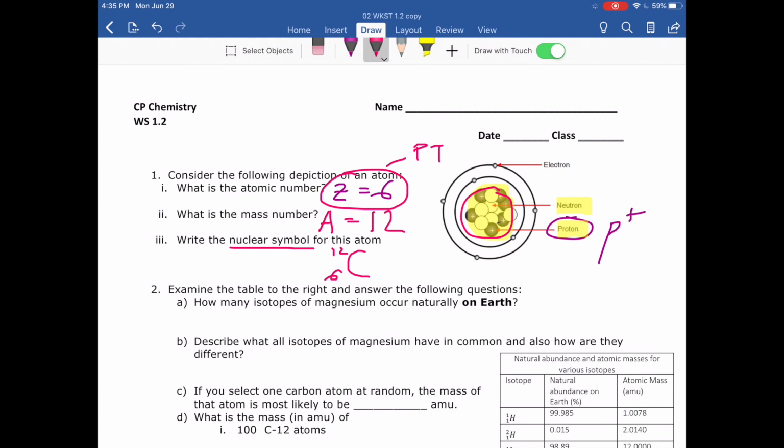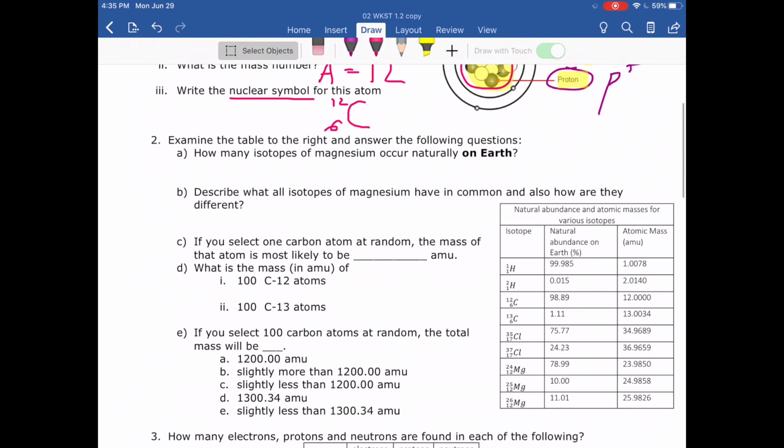Next problem. Examine the table to the right and answer the following questions. So I'm going to scroll up. How many isotopes of magnesium occur naturally on Earth? I just need to go to the table and I see that I have 1, 2, and 3 isotopes of magnesium. So the answer here is 3. As simple as that. The next one.